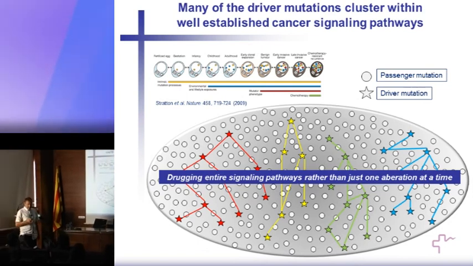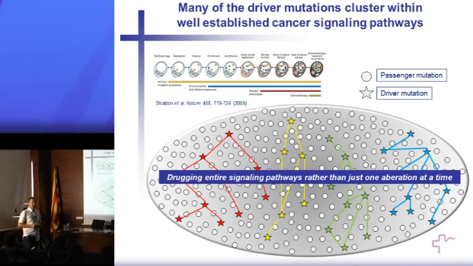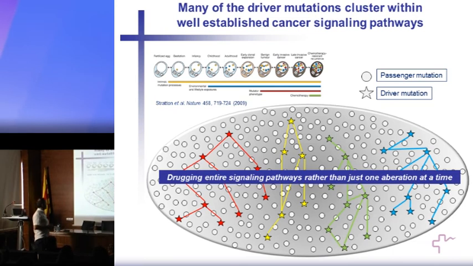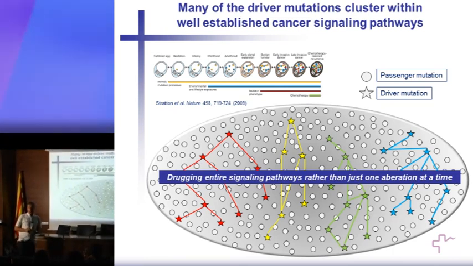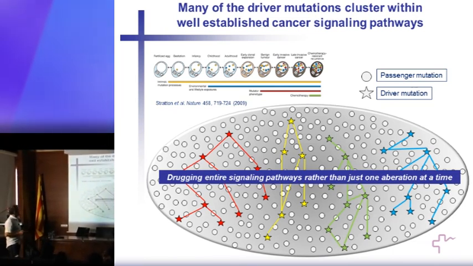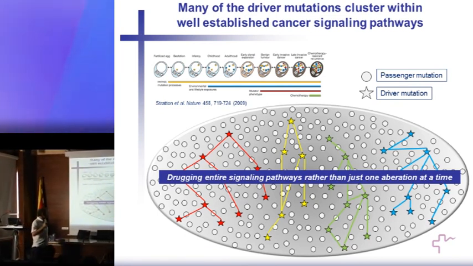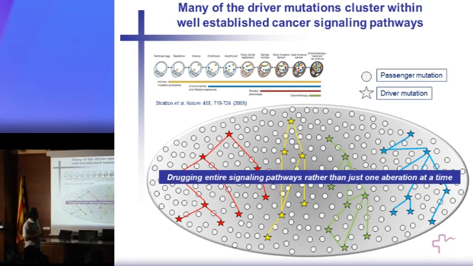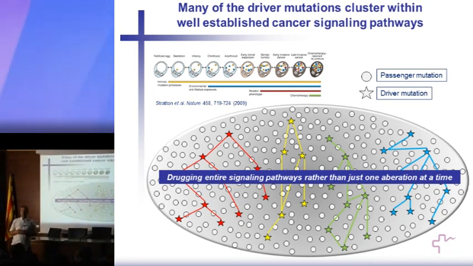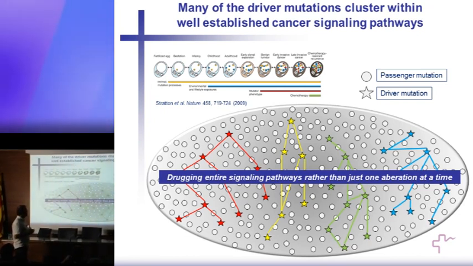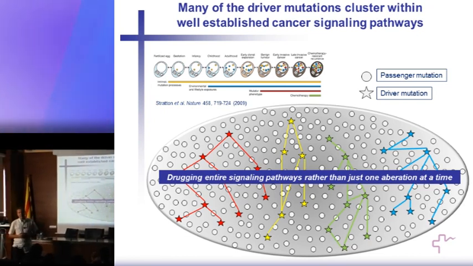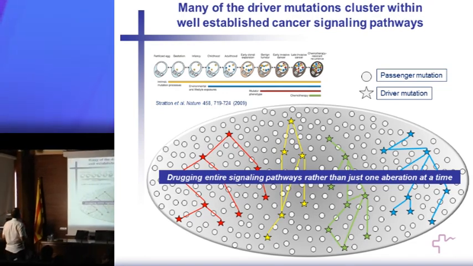However, many of these driver mutations cluster in well-established cancer pathways. So drugging entire signaling pathways, rather than just one genetic alteration at a time, will be a more appropriate approach to attack cancer.